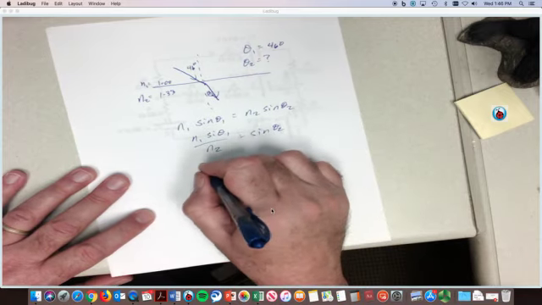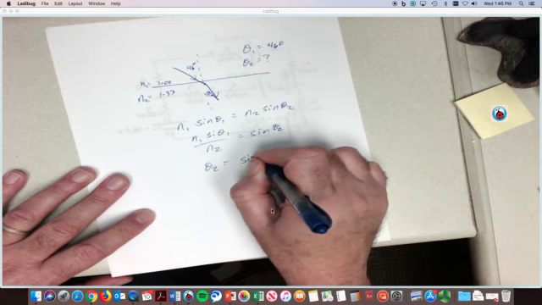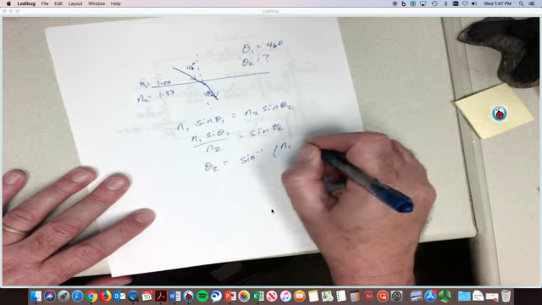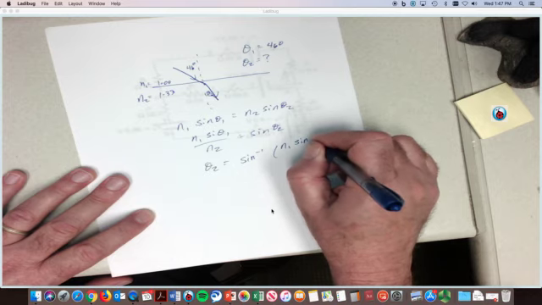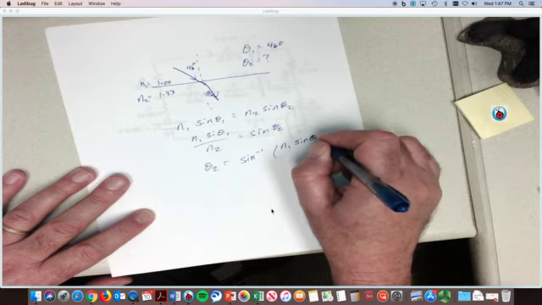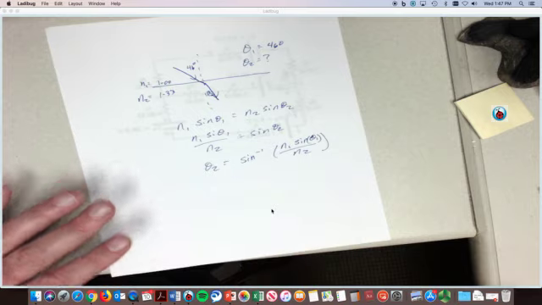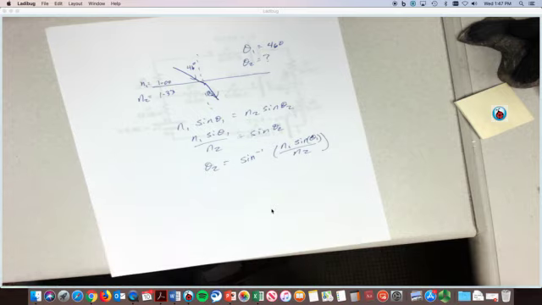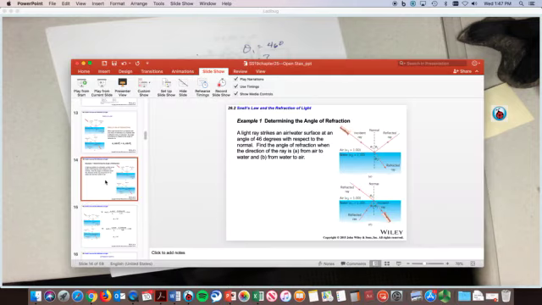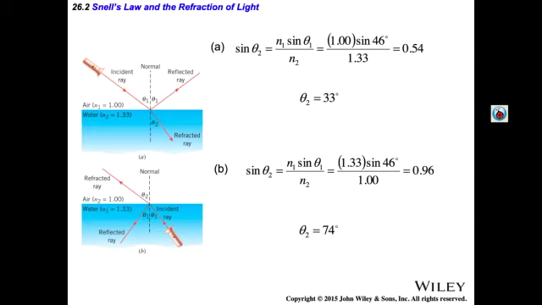So theta 2 is equal to the inverse sine of N1 sine theta 1 over N2. All right, so if you wanted to do that, there it is solved, and the rest is just punching in numbers. And I think the interesting thing that we'll find when we punch in the numbers is, we'll let the calculator do it for us. Here's what we came up with.